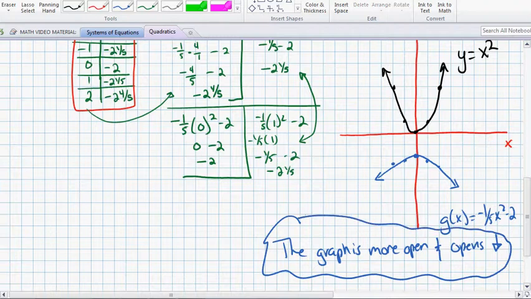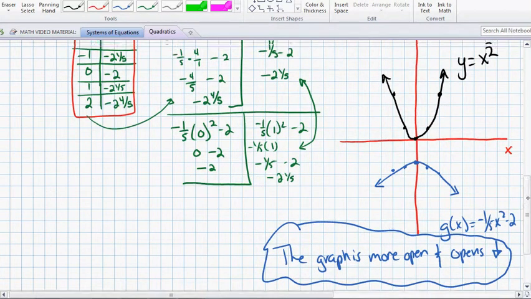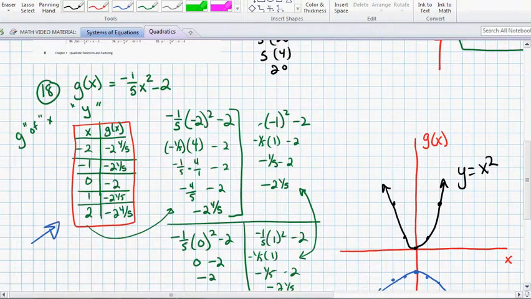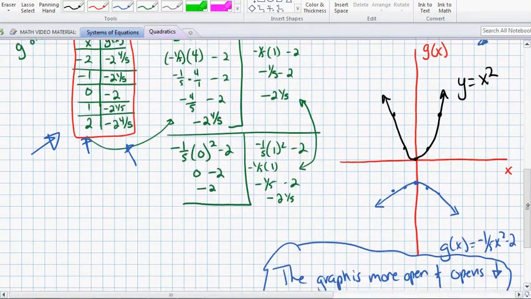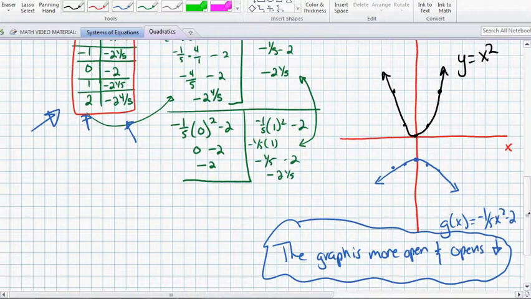And you're going to do the rest just like that. You make a table of values first. Remember to use order of operations. Pick some values. I'm picking -2 up to +2. Those seem to work pretty well. Plug them into the formula. Get the list of y values. Put them on a graph. And then compare the graph to the parent function y equals x squared. Is it more open? Is it more closed? Is it flipped upside down instead of right side up? All those kinds of things.